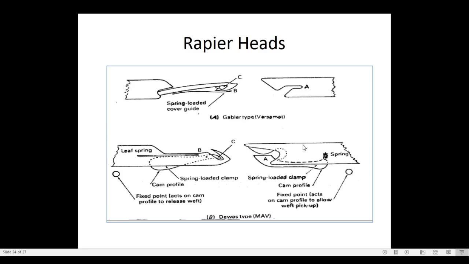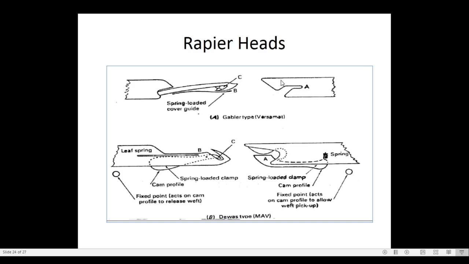So this is the Dewas rapier head system. This is the left hand and this is the right hand. So the design of the left hand rapier and right hand rapier will be different. The left hand rapier head, left hand gripper head, these concepts are the same, but the design is different here. So here again, this is the Dewas type of system.